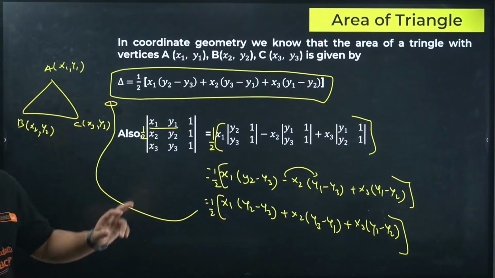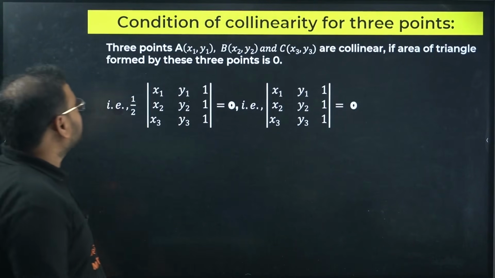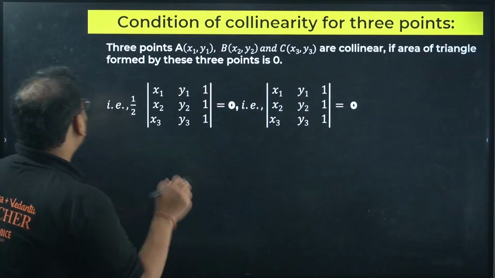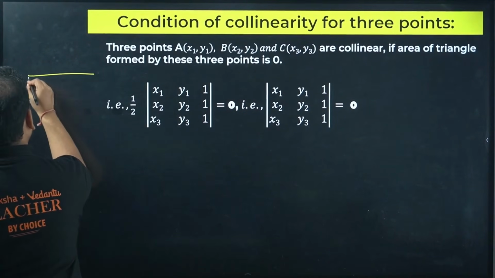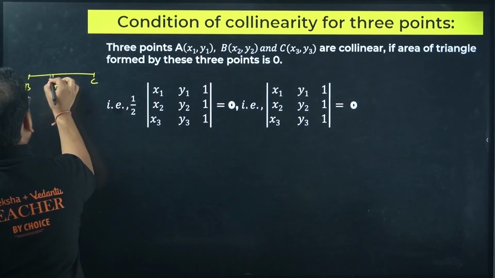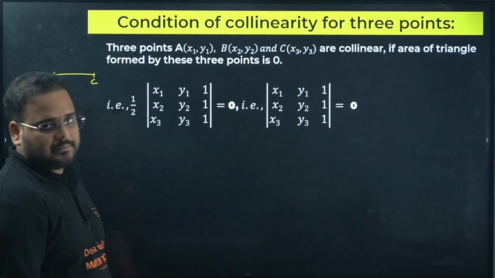Yeah, clear? Moving on. Condition of collinearity of 3 points. What's the meaning of collinear points? It means that all these points A, B, C, where B is here, A is here, and C is here, lie on the same line.